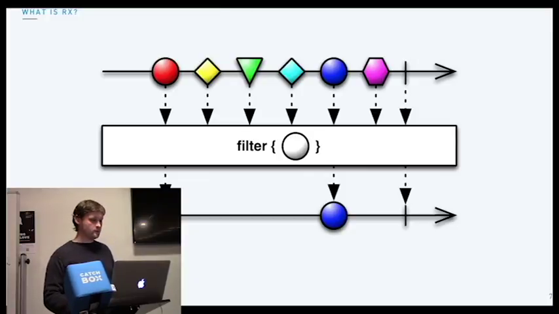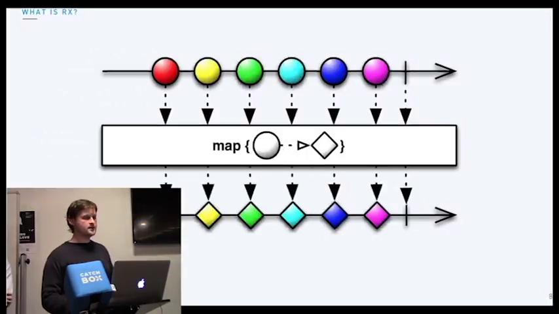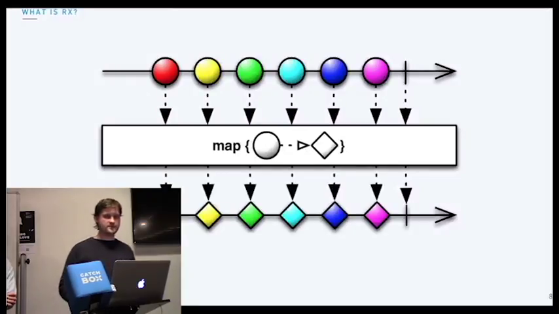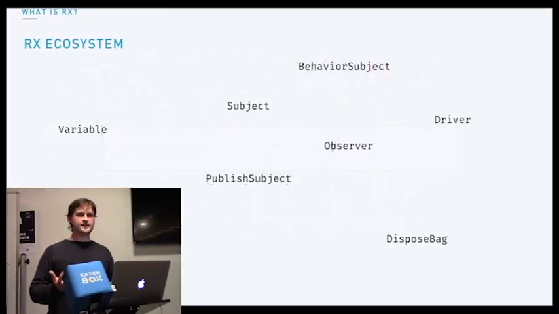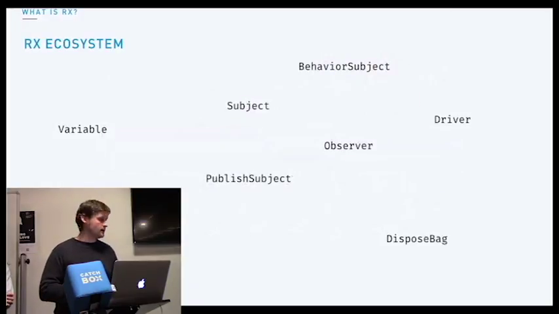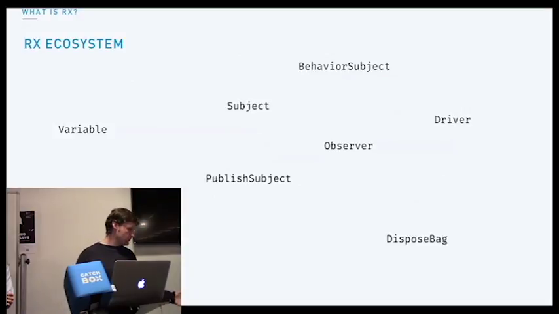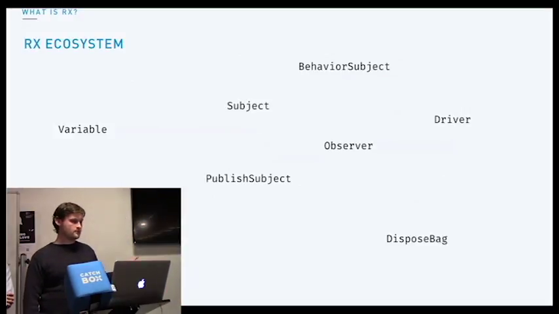Again, a trivial example, we're doing a map function on a stream, creating diamonds from circles. Rather simple, but it becomes very powerful when you chain a lot of these operations together. And that's going to be the focus of some of our examples. So the sort of ecosystem in the world of Rx, there's a lot of different entities. And we're not going to go into all of them today, because that could be a much longer talk. These are basically the big players. What we're going to focus on today is observables, variables, and dispose bag.